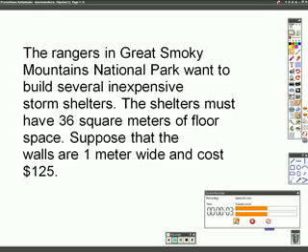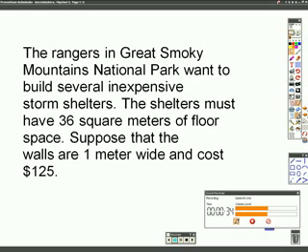I'm going to go over a problem which focuses on the concepts of a fixed area and a changing perimeter. As I read this, please highlight the important information that is on your paper. The rangers in the Great Smoky Mountains National Park want to build several inexpensive storm shelters. The shelters must have 36 square meters of floor space. Suppose that the walls are 1 meter wide and cost $125.